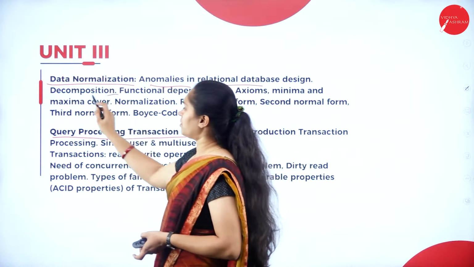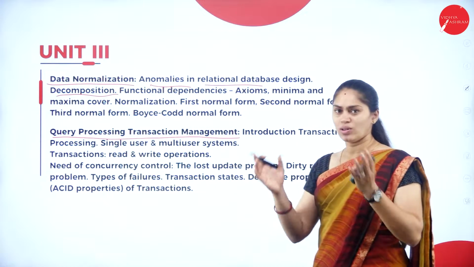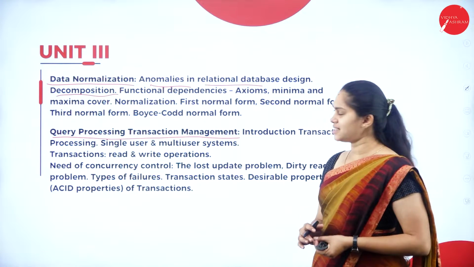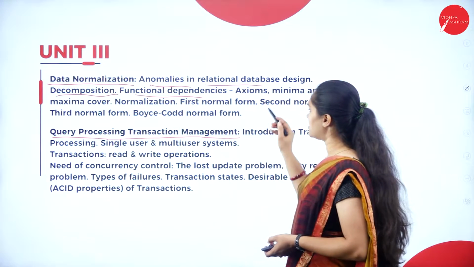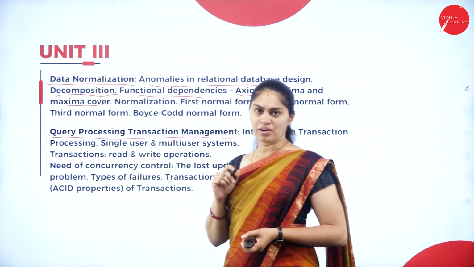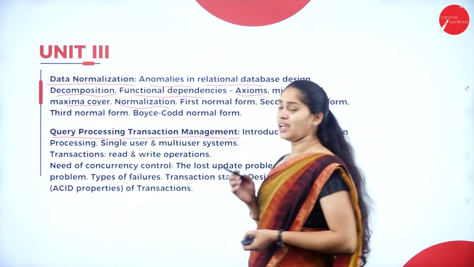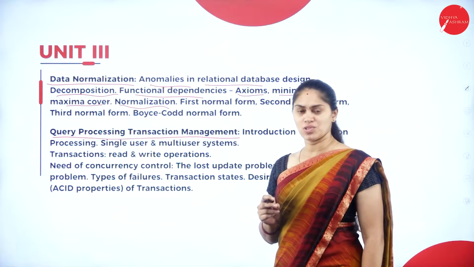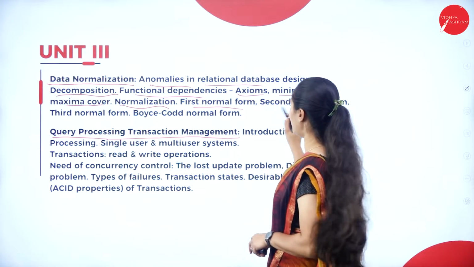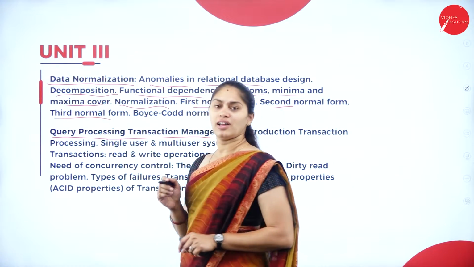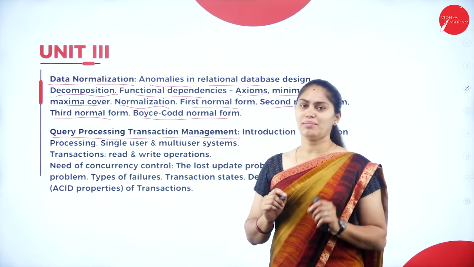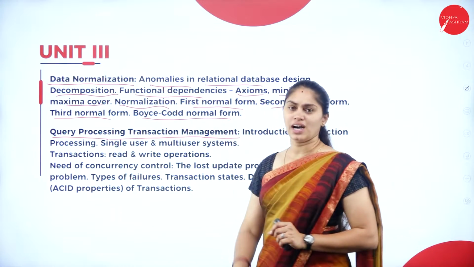And also decomposition. You should not consider a table as a whole thing. That should be divided or decomposed into subtables to make it easy. And also functional dependence. There you are going to understand axioms, minimal, and then maximal cover. Along with that, you will be understanding what normalization is and what its use is. Under that, we have 4 types: first normal form or 1NF, 2NF or second normal form, 3NF or third normal form, and BCNF, that is Boyce-Codd normal form. All this you will be understanding in chapter 1 of your unit 3.